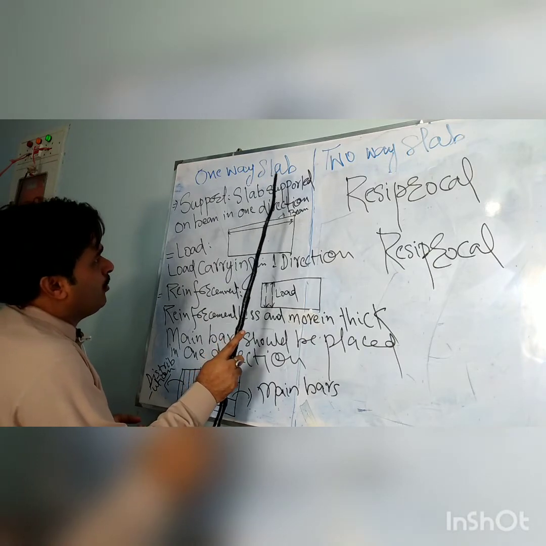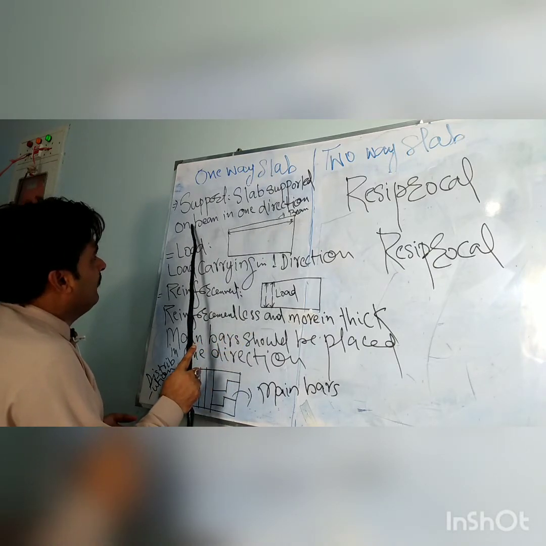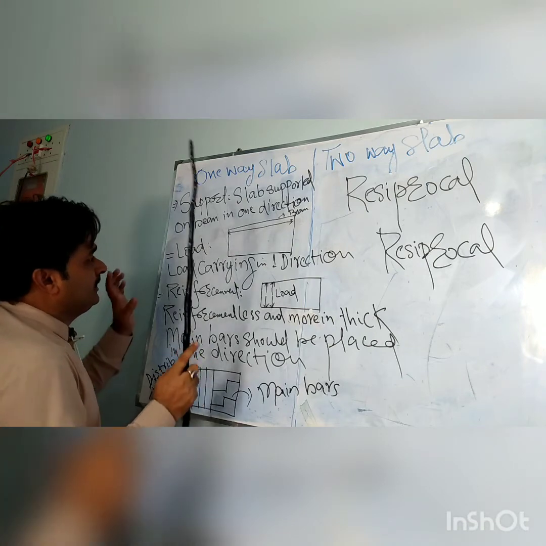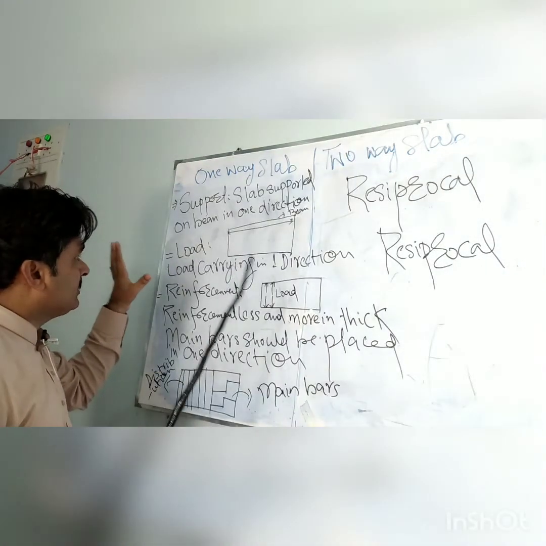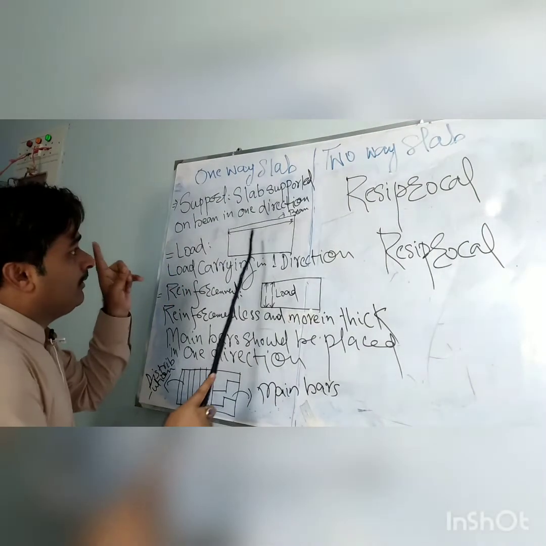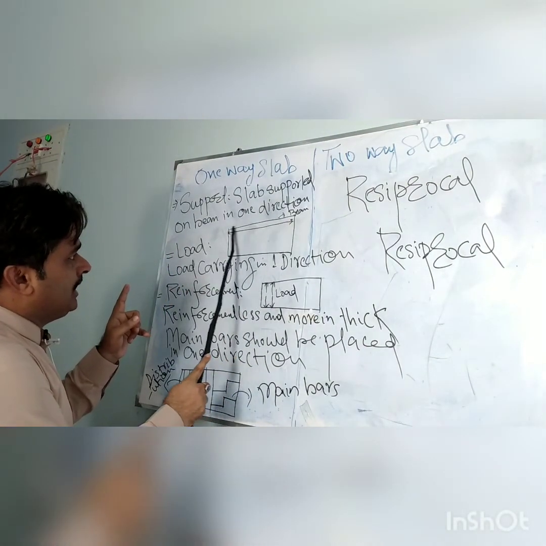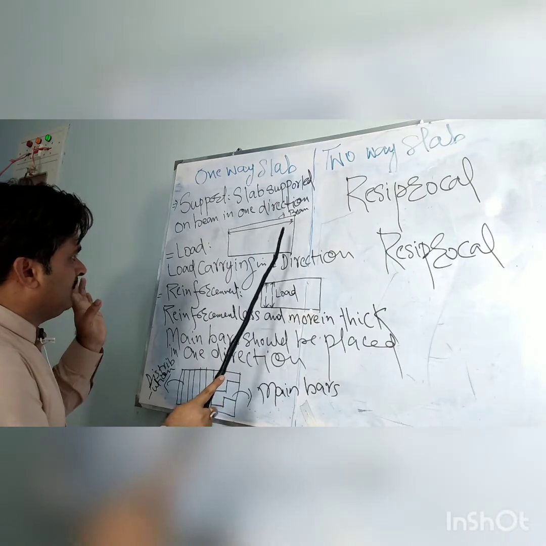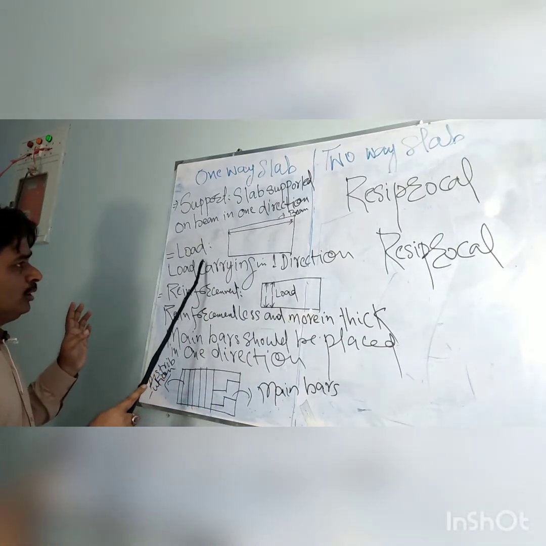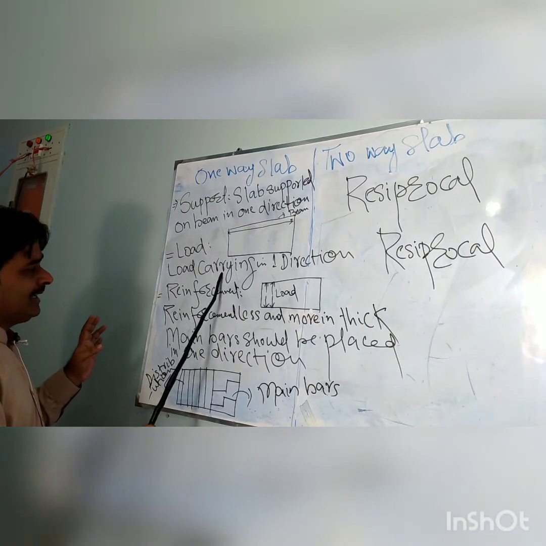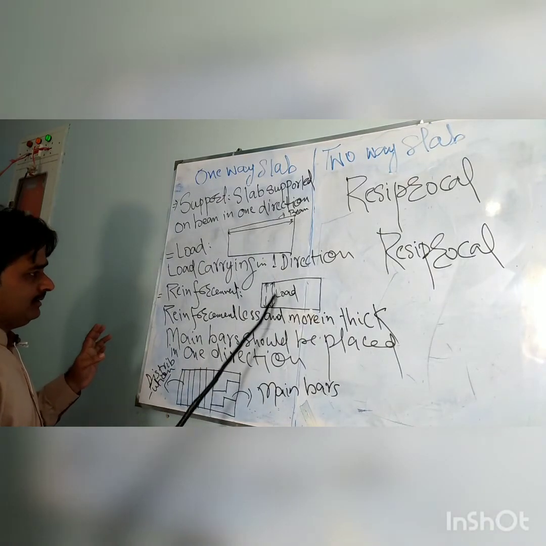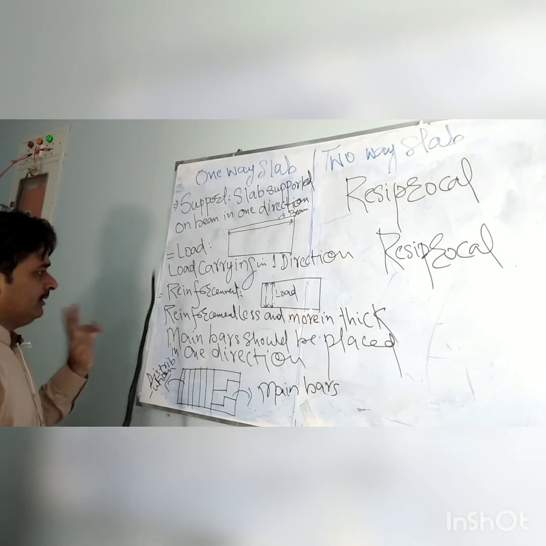The slab is supported on beams in one direction. One-way slab, it will be supported on beams in one direction like this. This will be the beam, this will be supported like this. Now load: the load is carried in one direction like this, only in one direction.